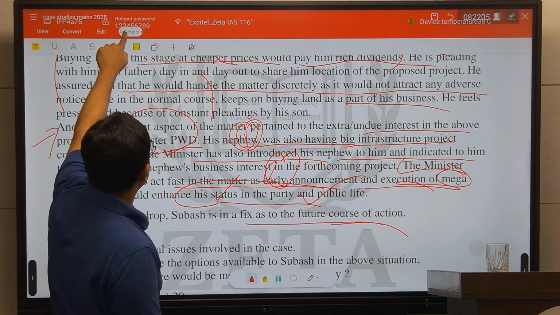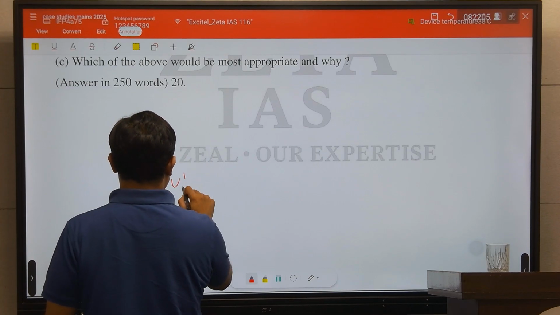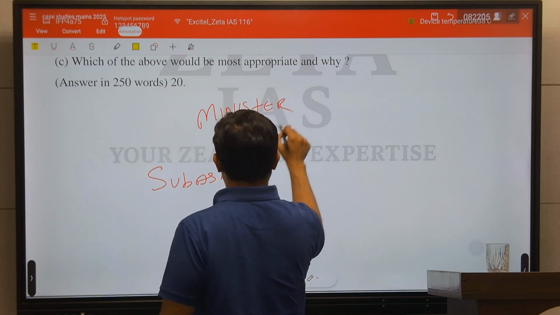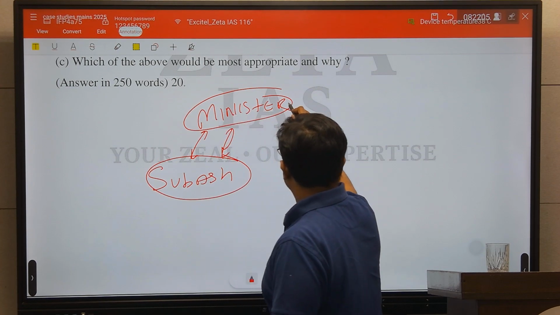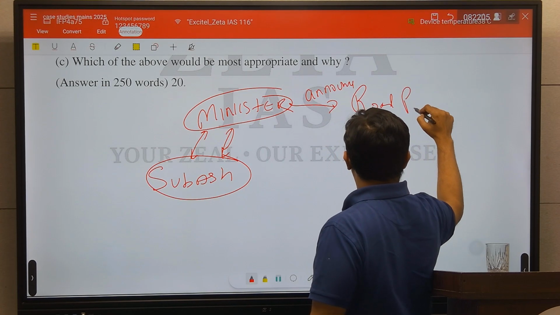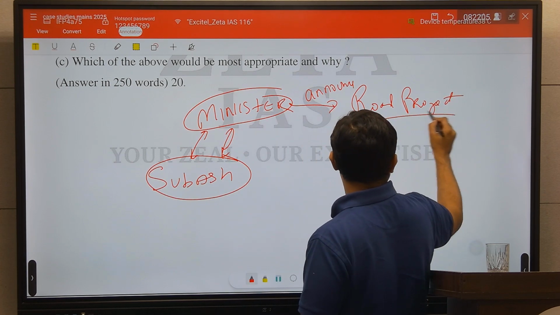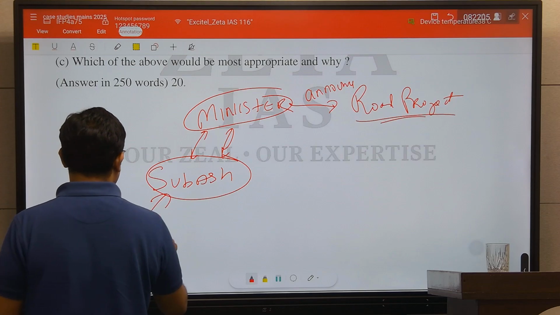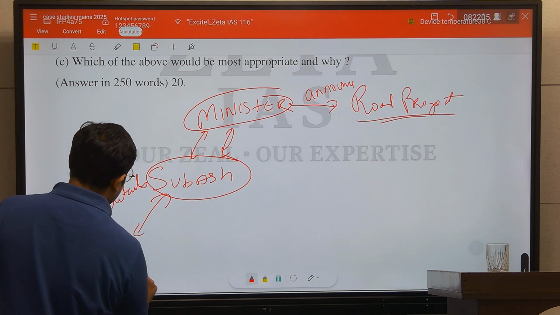So yes, a long case study. So basically the case study is, here is Subhash, and it's his minister. There is continuous two-way interaction between them. The minister will announce a road project, based on his inputs. But he is pressured by his son to give details, so that he can profit more.